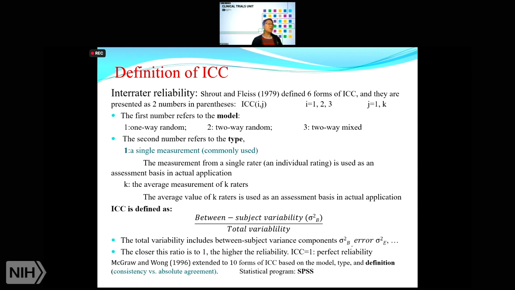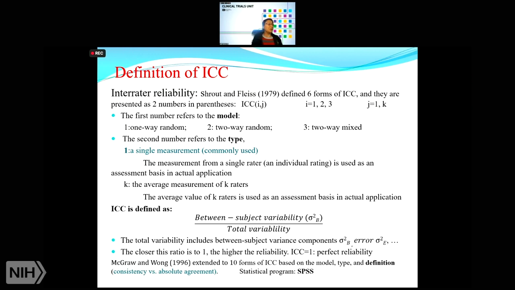The second number refers to the type. One represents a single measurement. This means the measurement from a single reader is used as an assessment base in actual application. K represents the average measurements of K readers. This means the average value of K readers is used as an assessment base in actual application. In clinical studies, a single measurement is commonly used. Therefore, in the following lecture, I focus on the single measurement.